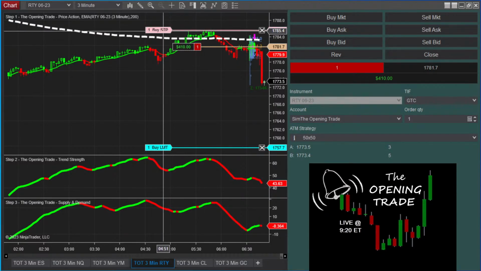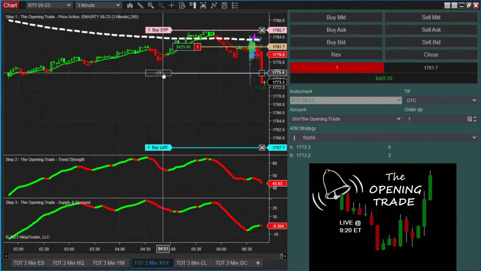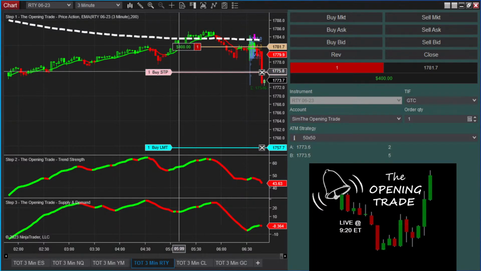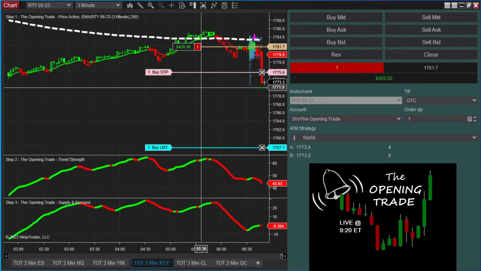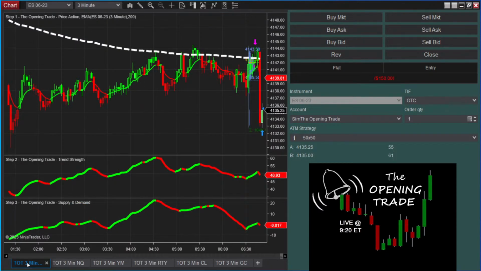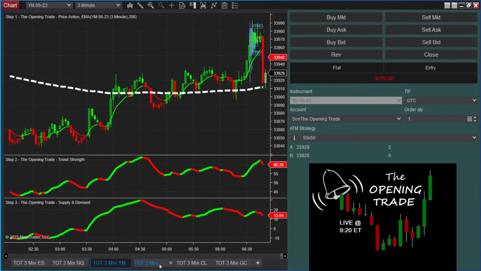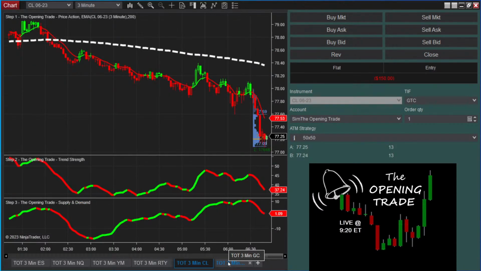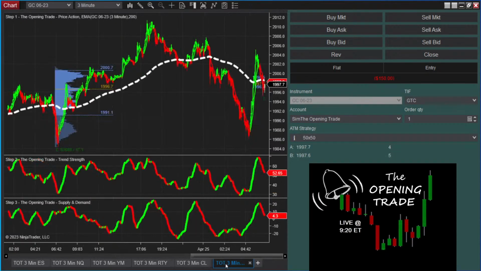Order filled. Okay, so I got stopped out. That's fine. I'm going to be real close. Might get stopped out sooner than later, but you know, it's okay. Here's crude oil. This is gold.